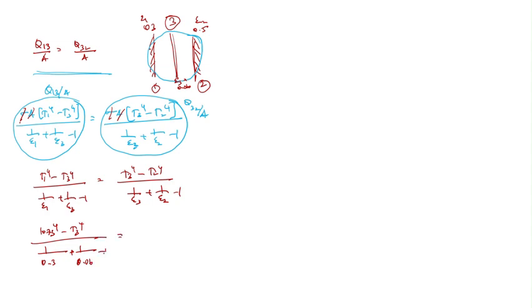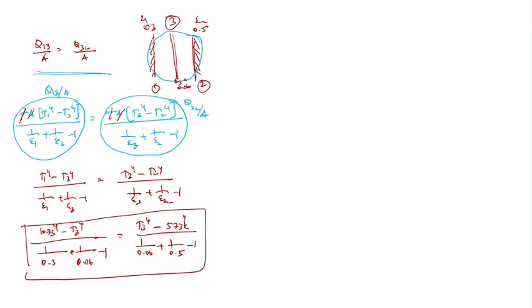That is equal to T3 to the power of 4 minus T2 to the power of 4, where T2 is 573 Kelvin, divided by 1 divided by 0.06, that is epsilon 3, plus 1 divided by 0.5, that is epsilon 2, minus 1. So in the above equation, we know all the terms except T3. By substituting the values, we can get T3, which may be around 911 Kelvin.